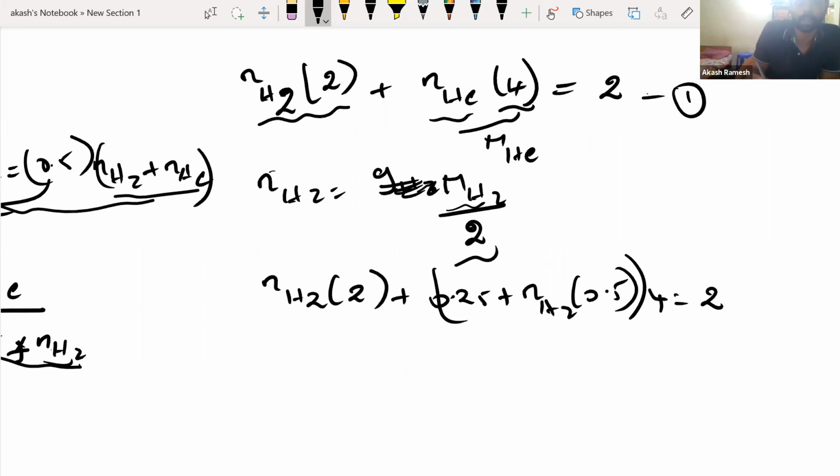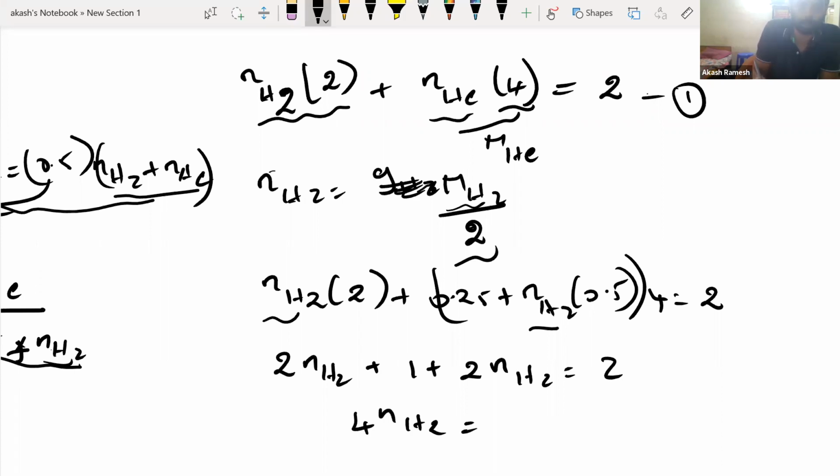Now we'll get the answer only in terms of number of moles of H2. We'll do this. So it is 2 into number of moles of H2 plus 0.25 into 4 is 1 plus 0.5 into 4 is 2 into number of moles of H2 is equal to 2. So I get 4 into number of moles of H2 is equal to 3. Basically, 1 and 2 come here, so it will be 3. Now I can easily take that the number of moles of H2 is 0.25.